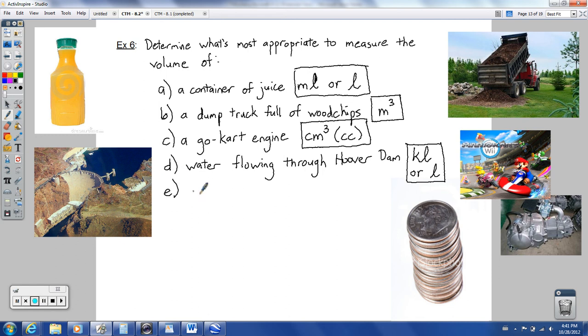And then the volume now of a dime. The area of a dime is different. A dime has volume, Mr. Wagner? Yeah, look here.